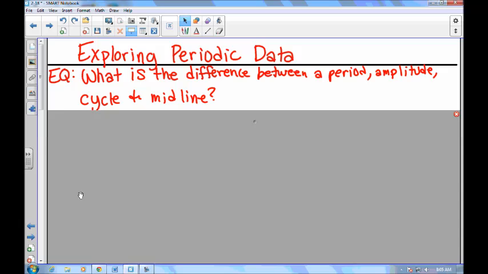The essential question is, what is the difference between a period, amplitude, cycle, and midline?